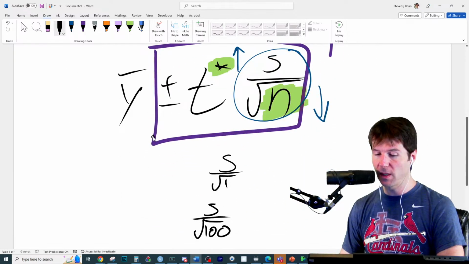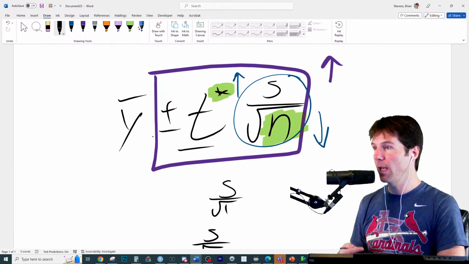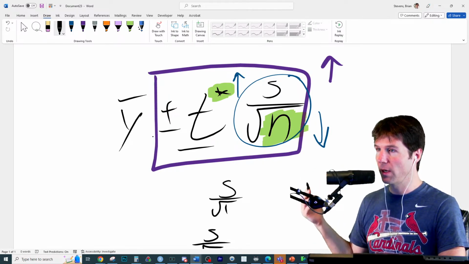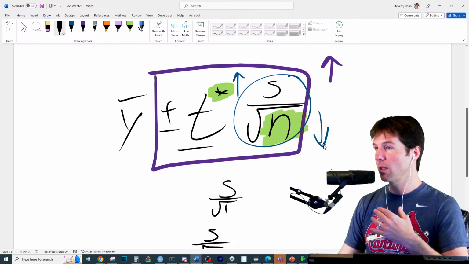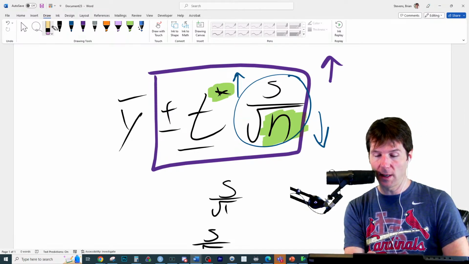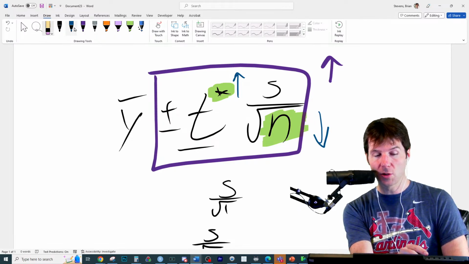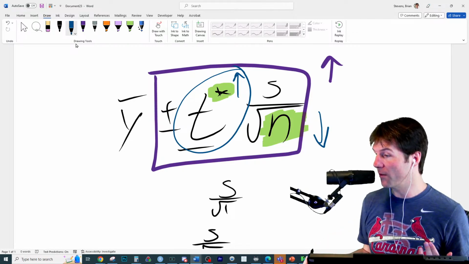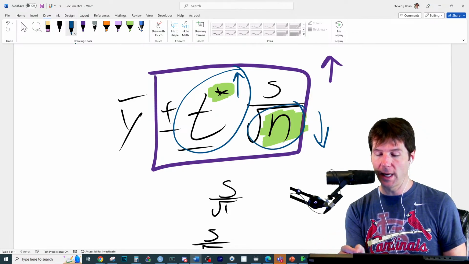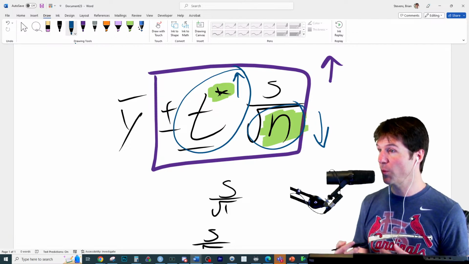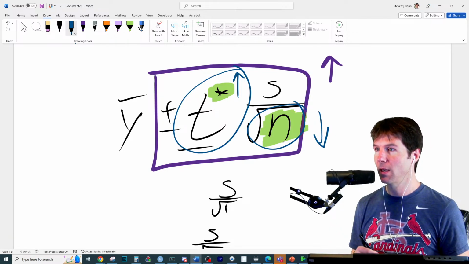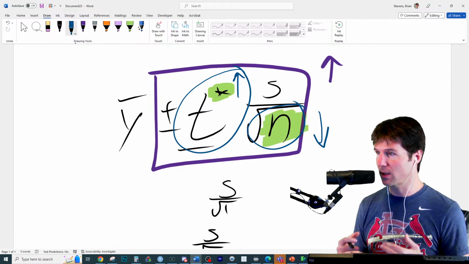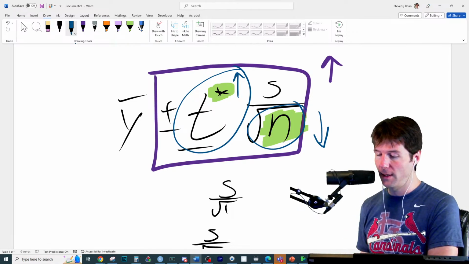And mathematically speaking, this is changing the T right here. And if you do more confident, then you get a larger margin of error. So if you look at the blue arrows here, they represent that a larger T statistic is going to create a higher margin of error because it's more confident. And a smaller n is going to create a larger margin of error. So n is inversely related to margin of error, and t is positively related to margin of error right there. Good stuff.